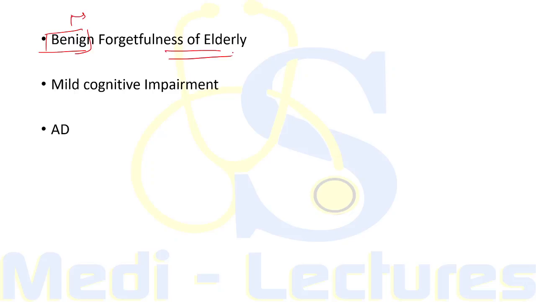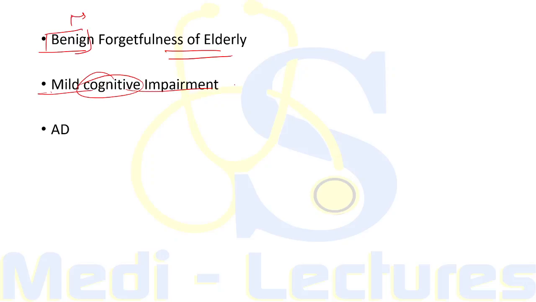So this is very common and present in almost all elderly individuals. But there is something known as mild cognitive impairment. This is a cognitive problem that does not seriously disrupt the daily activities.